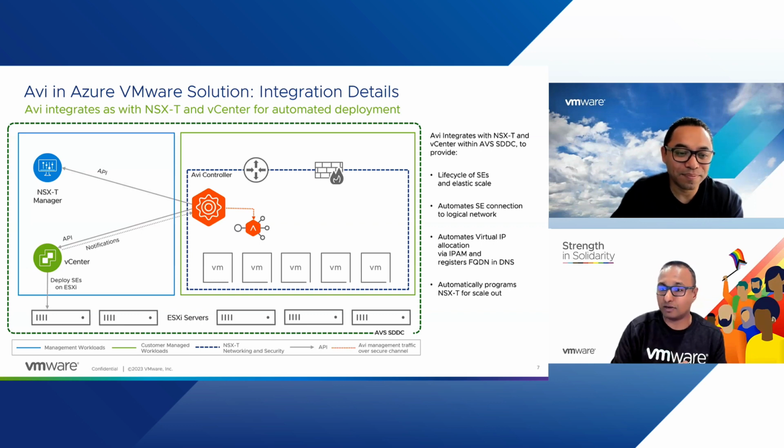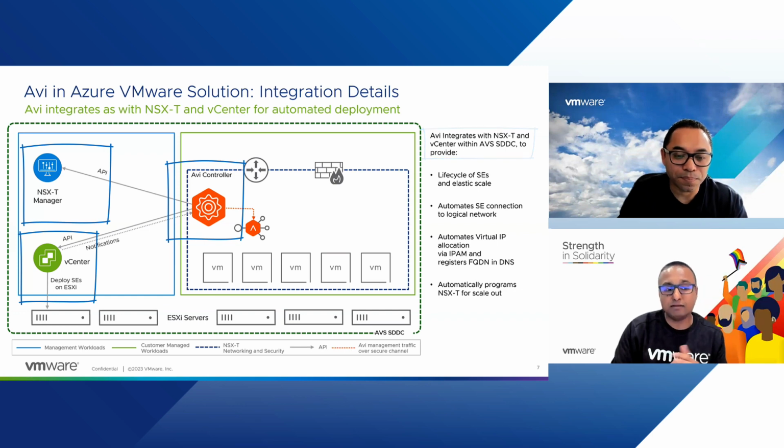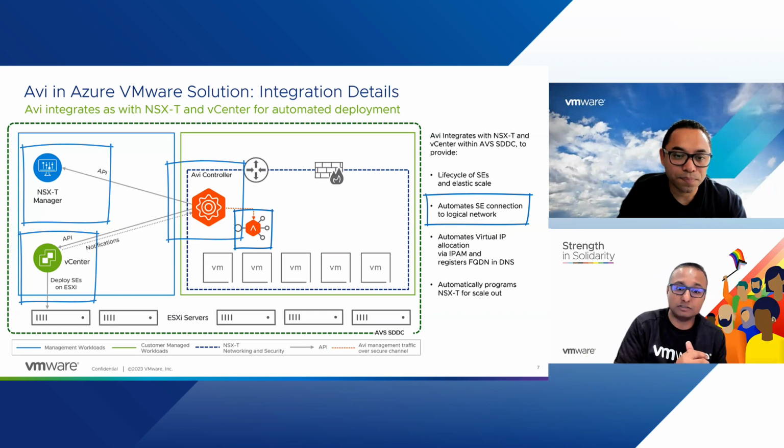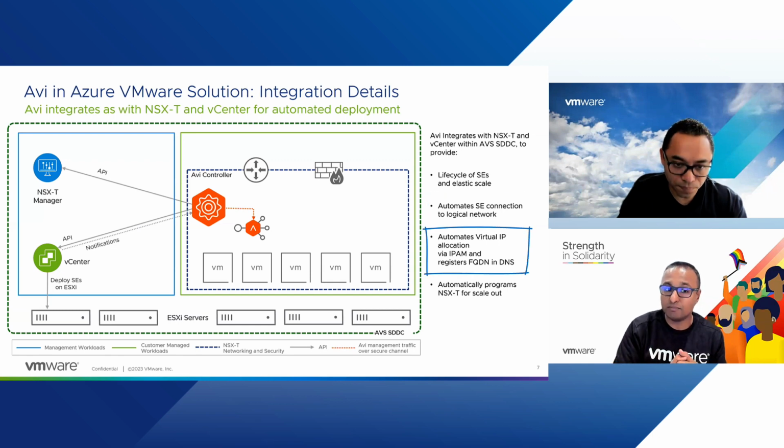AVI is a distributed architecture based on software-defined principles. The AVI controller sits in the SDDC, and using API integration, it goes and integrates into NSX Manager, and it also makes that API integration into vCenter, which is your management zone. Then it starts deploying your service engines and manages the lifecycle of the service engine, and also does elastic scaling of the service engine. It automates the connection of service engines into the logical network, deploys virtual services by allocating an IP address through its IPAM and allocating it a name. And it does all that in a very elastic and automated fashion.